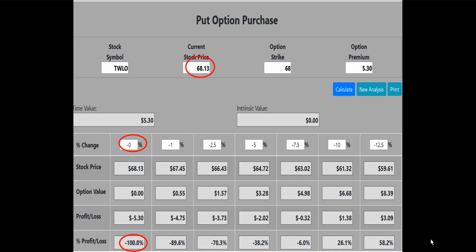Our put option calculator shows the profit potential for this put based on TWLO price changes at option expiration from flat to a 12.5% decrease in price. We can see that if the TWLO stock price is flat at 68.13 at option expiration, the 68 put will lose 100% of its value. Ouch! This is an unacceptable risk. That kind of loss can wipe out a trading account in a hurry.